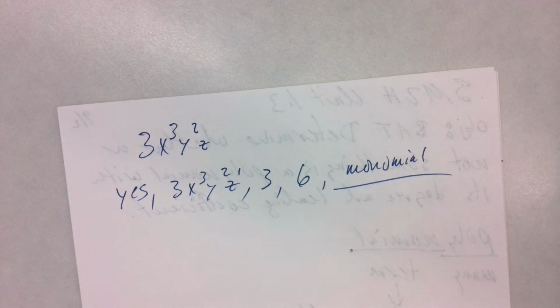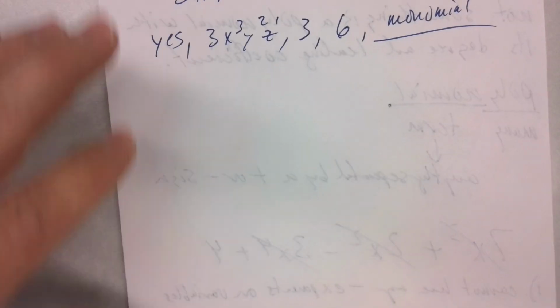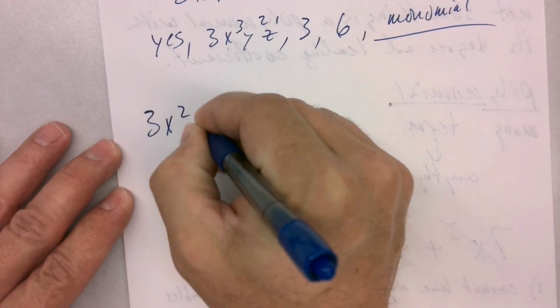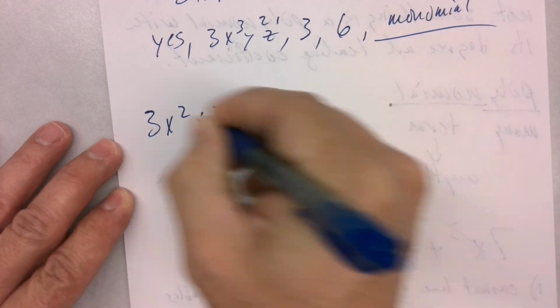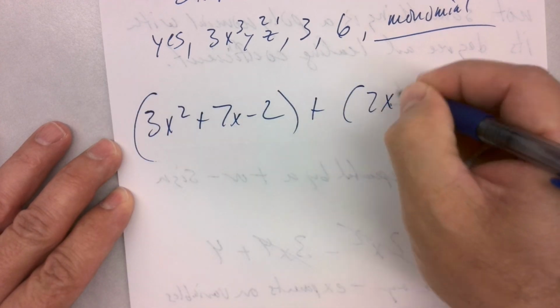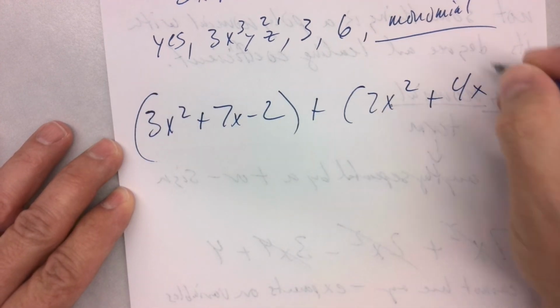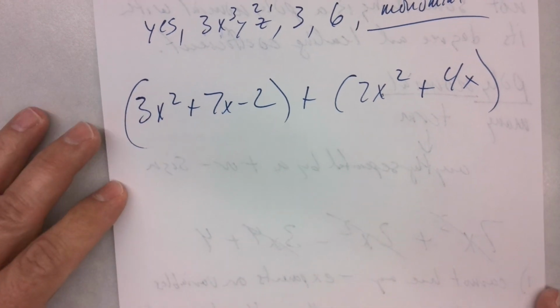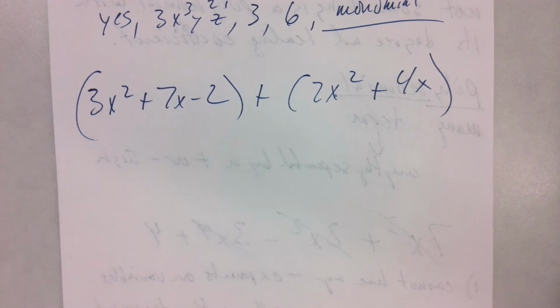Now, from there, we got that, we got that, we got that. Alrighty, so now the next thing I'm going to ask you to do is this: 3x squared plus 7x minus 2 plus 2x squared plus 4x. Let's say I gave you that. Okay, now what do they want you to do here, you think?